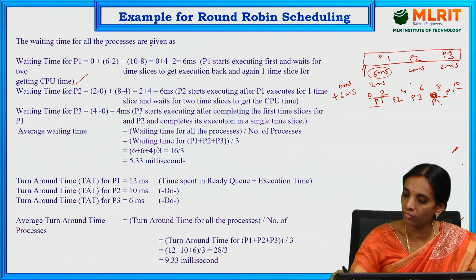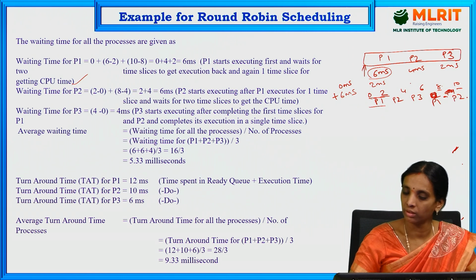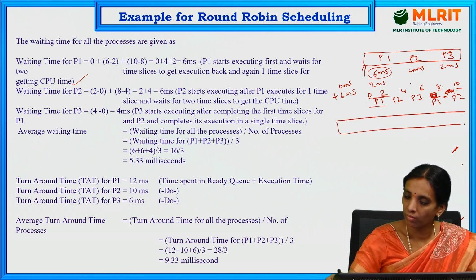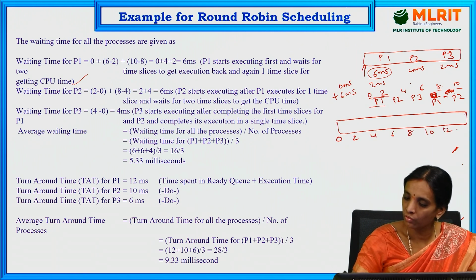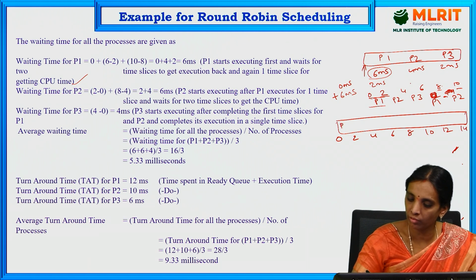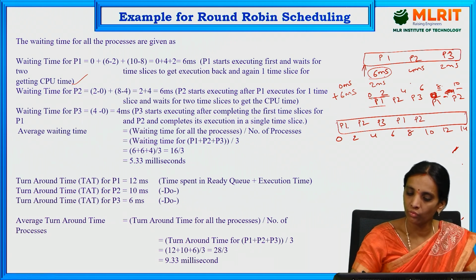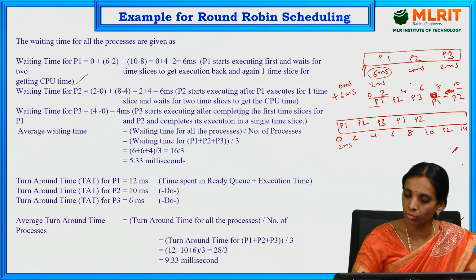Here it is P1, it is P2, right? Yes. So here from 0 to 2, 4, 6, 8, 10, 12, 14. First P1 process, next P2, next P3, again P1, P2. Here P1 is 6 milliseconds. So here 2 milliseconds consumed. So 4 milliseconds is the remaining time.